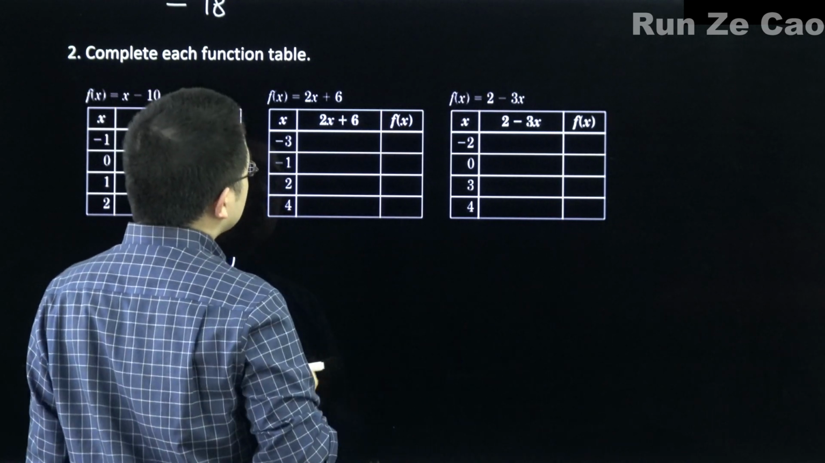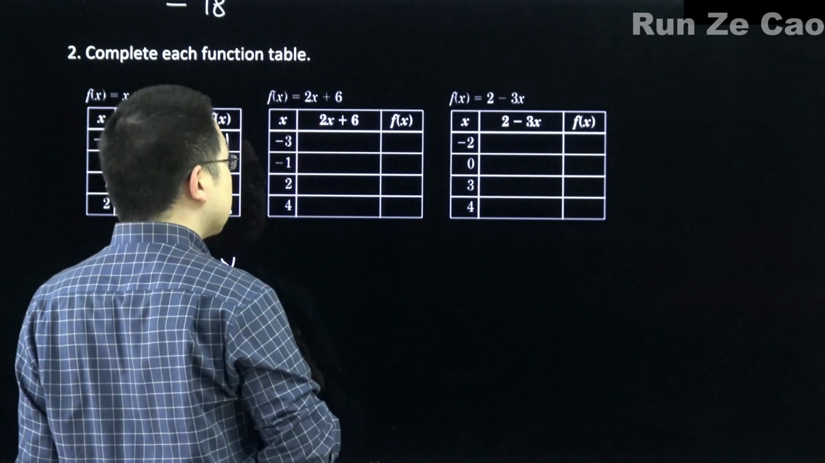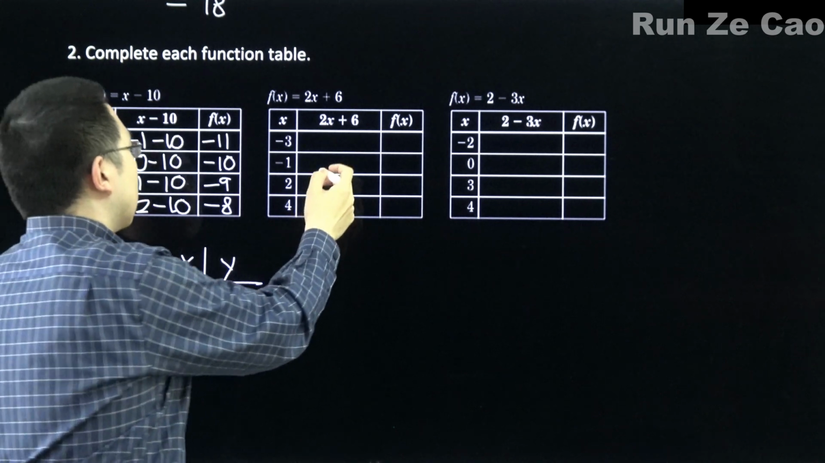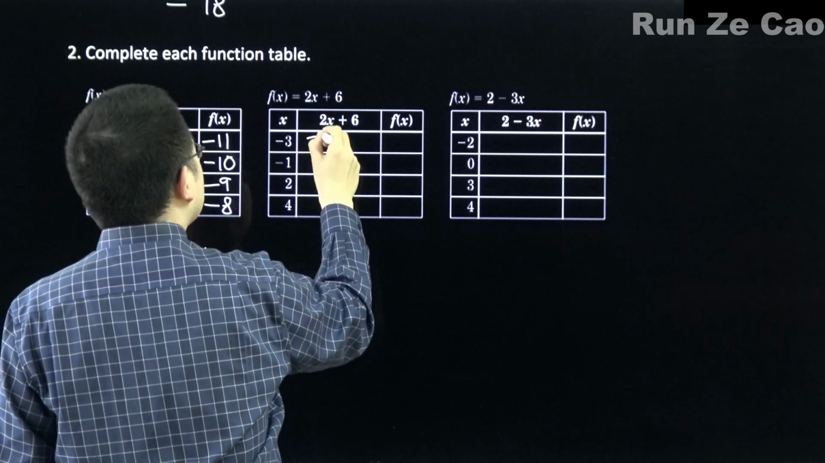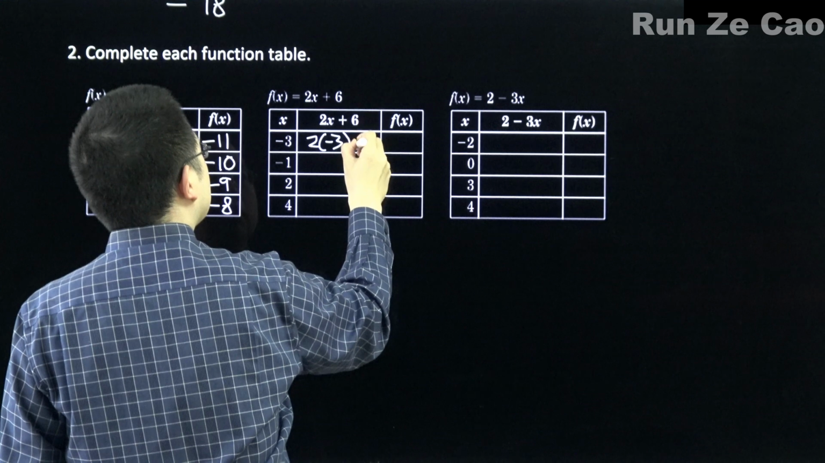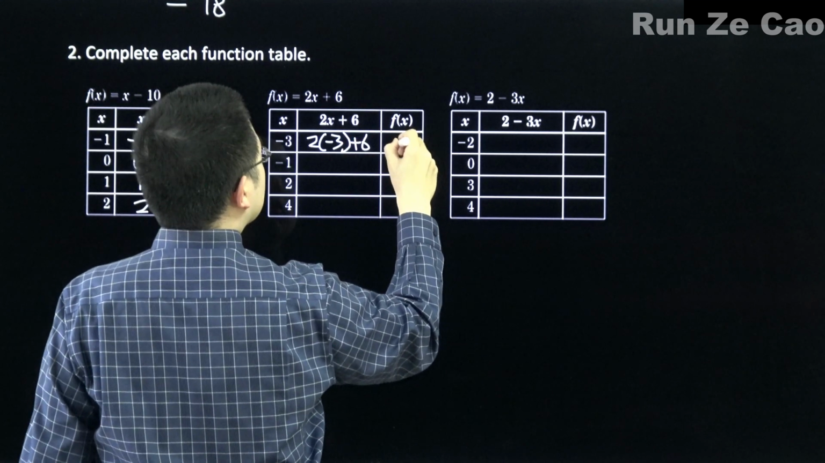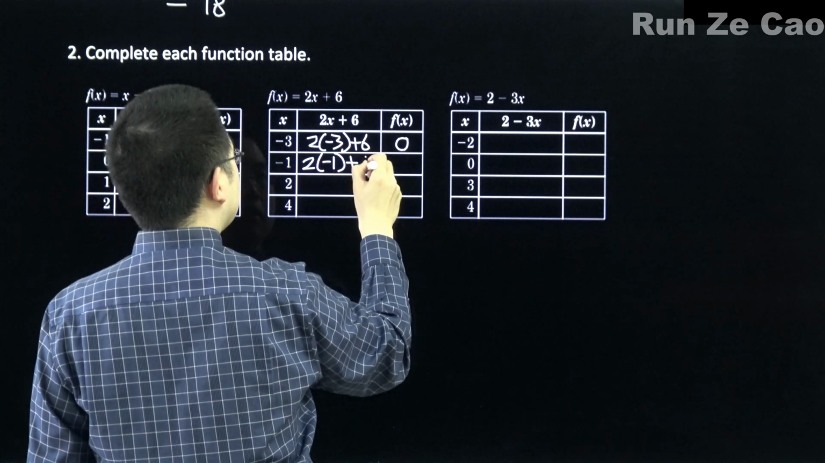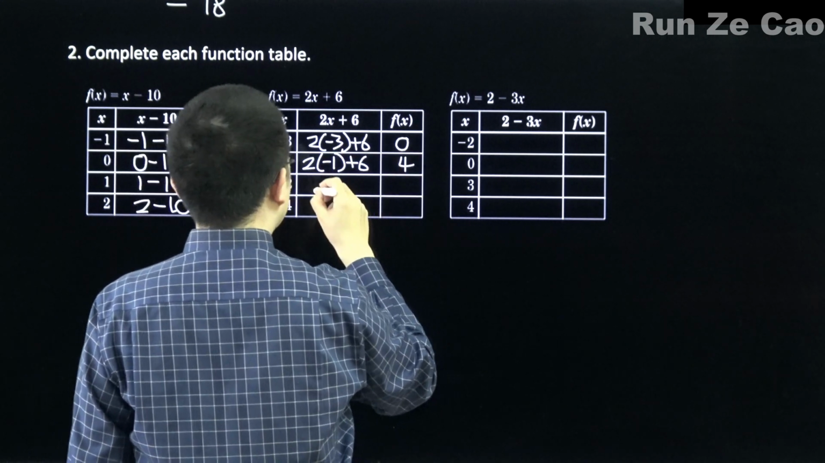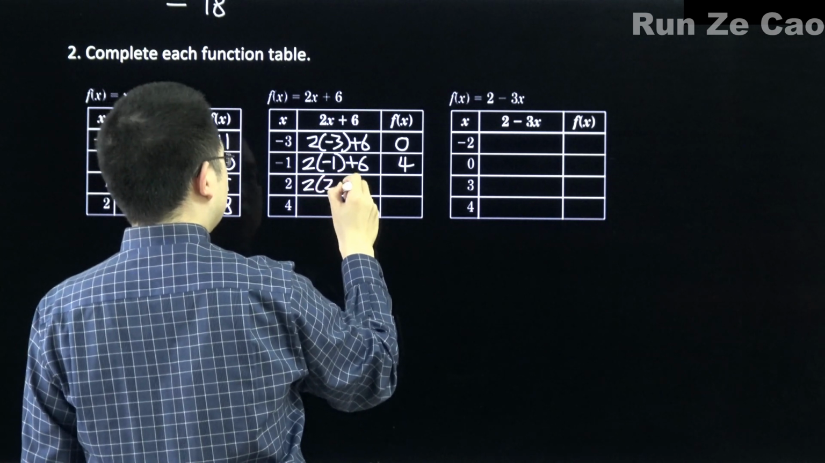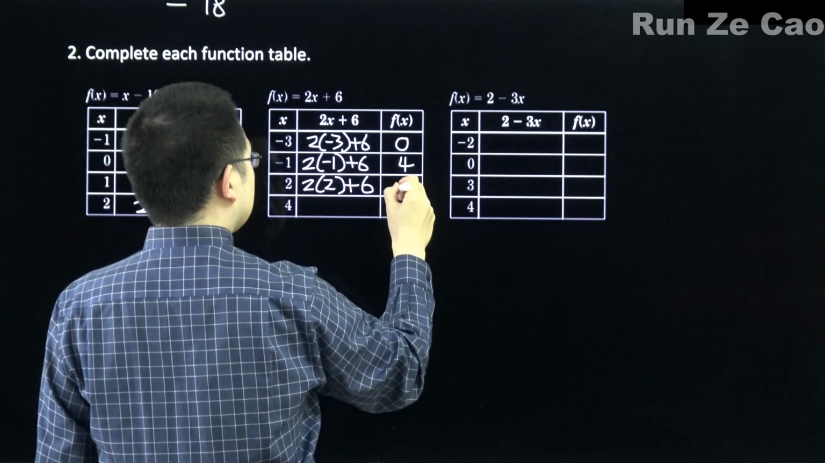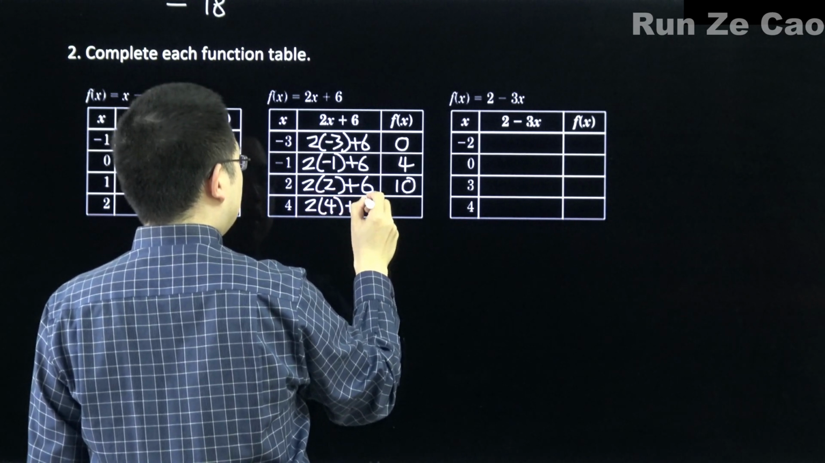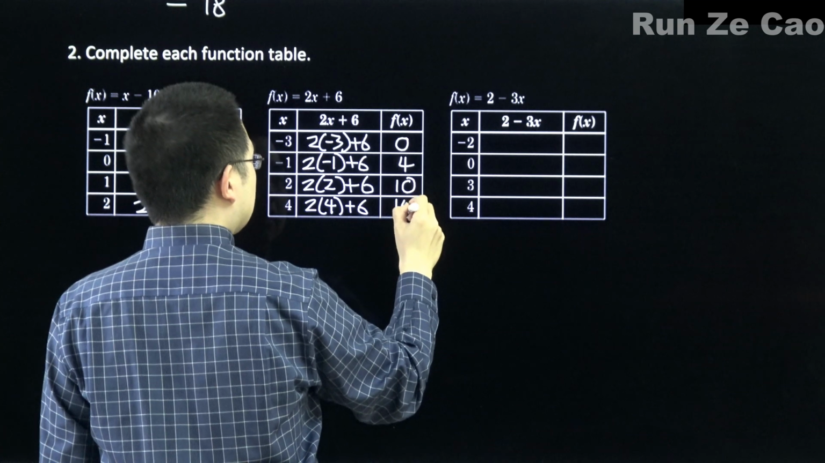I mean, this is what you would do in an equation format, but usually function tables just look like this. Okay, so 2 times -3 plus 6 gives you 0. 2 times -1 plus 6 equals 4. 2 times 2 plus 6 equals 10. 2 times 4 plus 6 equals 14.